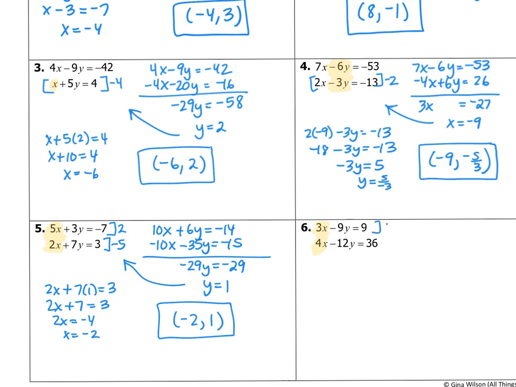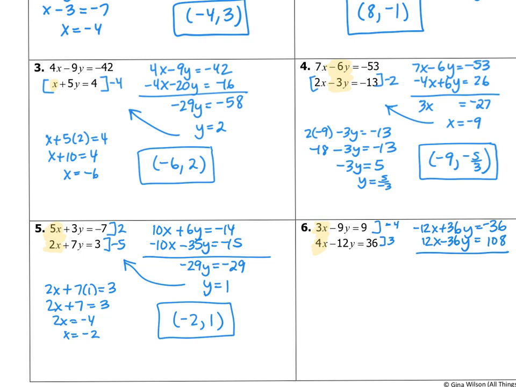So that means if I multiply this top one by a 4, well, I'm going to do negative 4 on the top and a 3 on the bottom. Now, it doesn't matter which one you choose to be negative. As long as one of them is negative, they'll cancel out. So if I multiply this top one all by negative 4, that gives me negative 12x plus 36y equal negative 36. On the bottom, if I multiply everything by 3, that gives me 12x minus 36y equal to 108.